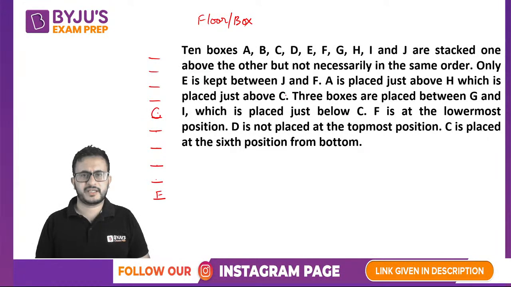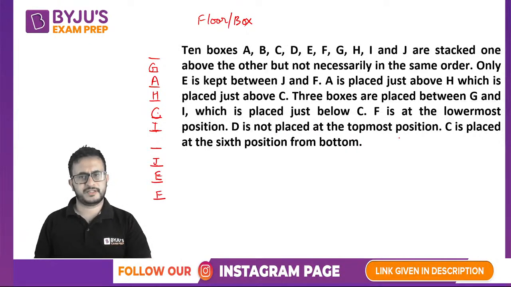Okay, so only E is kept between J and F. Okay, so F is here, so that means J and E should be like this, because only E is between J and F. Now J cannot come below, so that will be here. Okay, A is placed just above H, which is just above C. So H is just above C, and A is just above H. Three boxes placed between G and I, okay, which is placed just below C. So I, 1, 2, 3, this box will be G. Okay, so we place this.